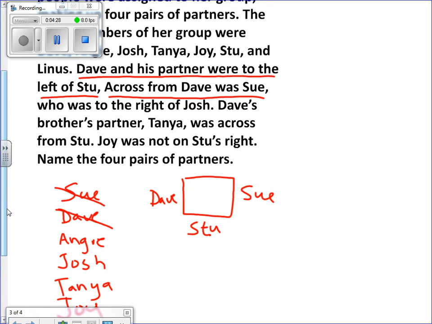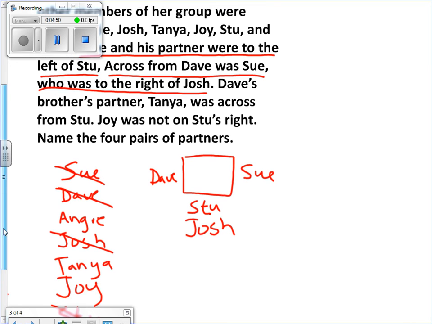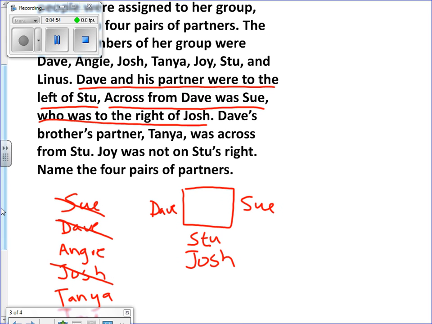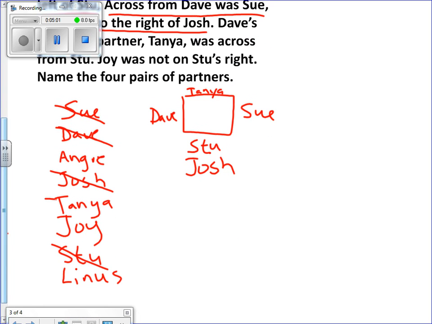Across from Dave was Sue, who was to the right of Josh. So I know that Josh has to be Stu's partner. Josh is now dealt with, so I can cross him off my list. The next sentence says Dave's brother's partner, Tanya. Well, brother. We've only got one boy left. Brother's partner, Tanya, was across from Stu. So Tanya is across from Stu, Tanya can get crossed off my list.